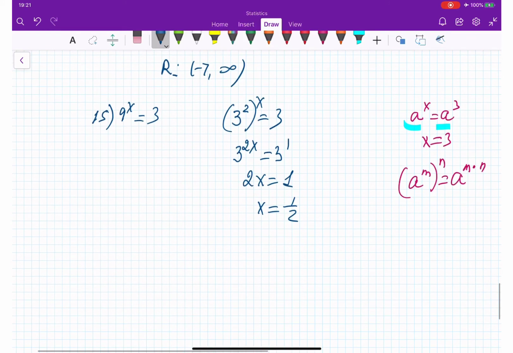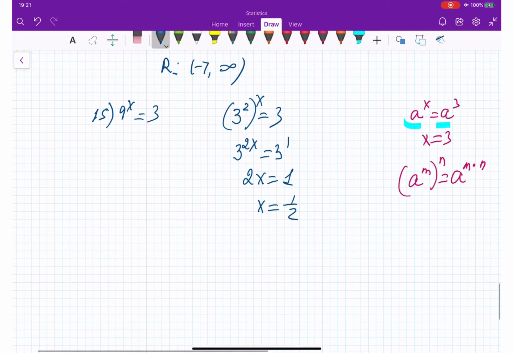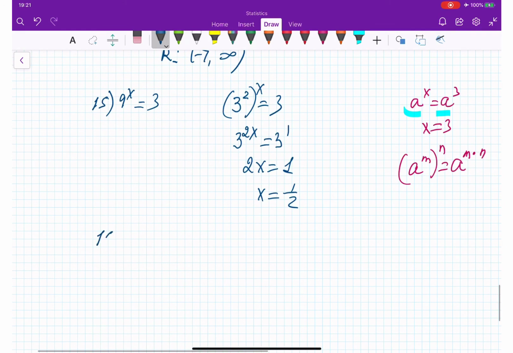Okay? Question number 16. Five over 3 to power x is equal to 27 over 125.